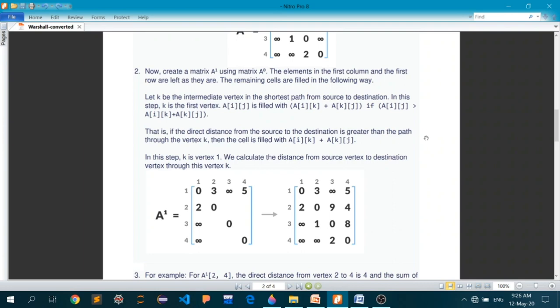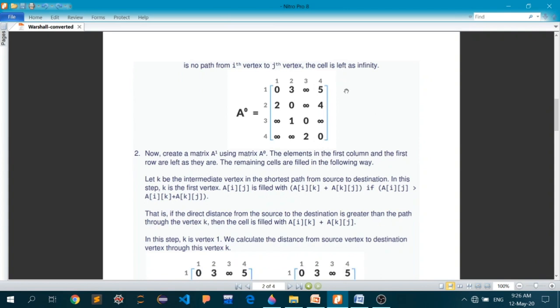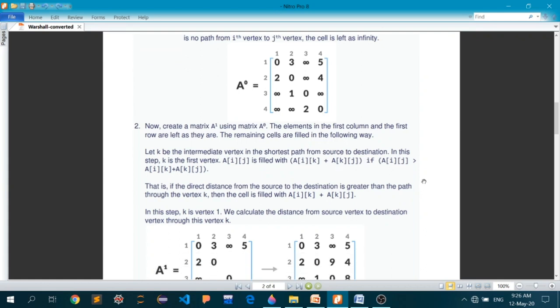Okay, let me say that again. We have to modify our A naught matrix, which we have just derived from the graph, such that we take one vertex as the middle vertex, and that middle vertex must be the vertex which you have to cross from getting, let's say, vertex x to vertex y. If I say that vertex k is the middle one, then getting from x to y via k, that k must be there.